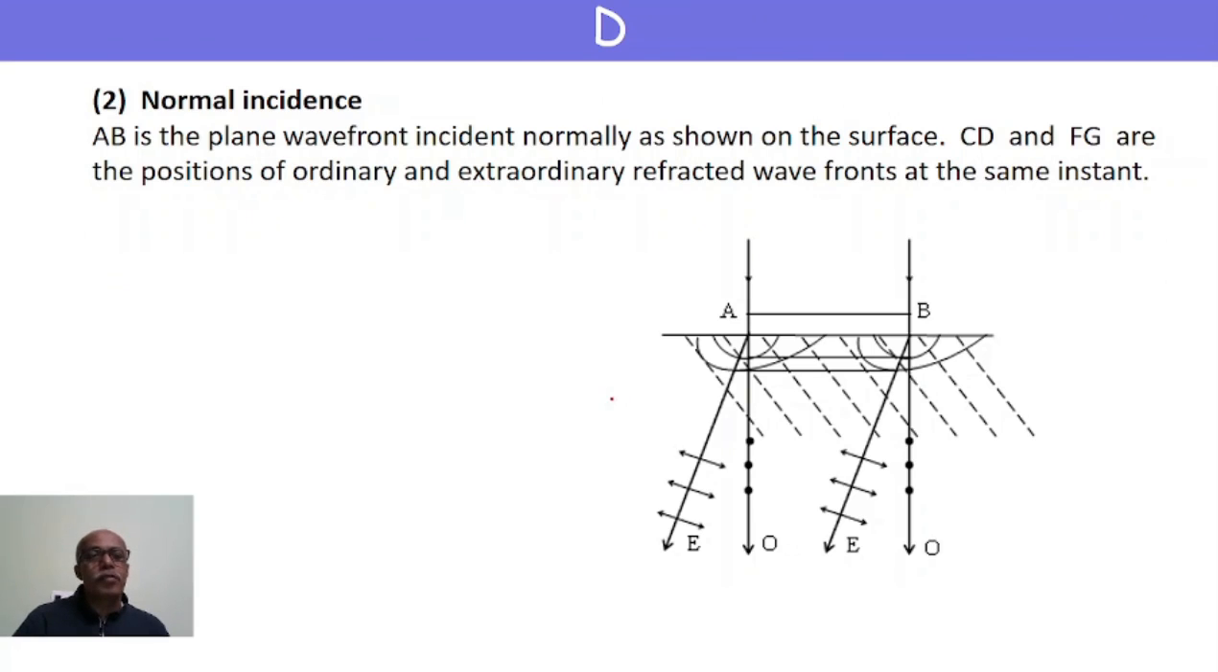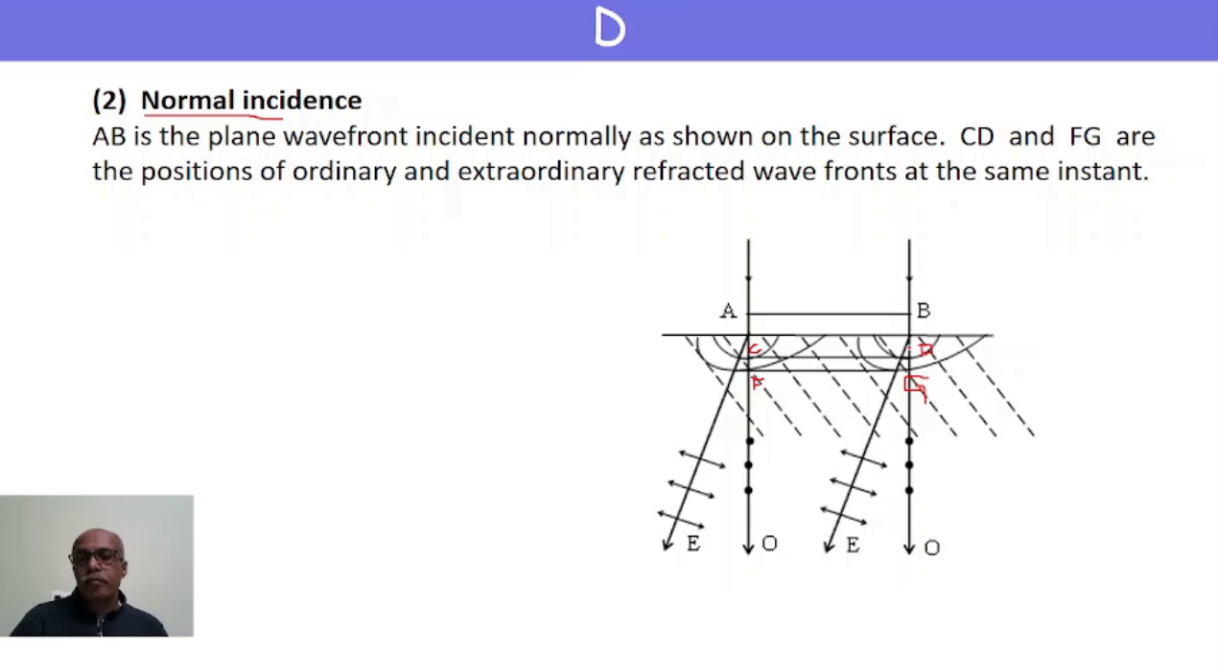Similarly, this represents the same crystal having an oblique optic axis, and the incident ray is normal to the surface. So it is normal incidence. AB is the plane wavefront. This is CD. CD represents the ordinary refracted wavefront. This is FG. FG represents the extraordinary refracted wavefront.